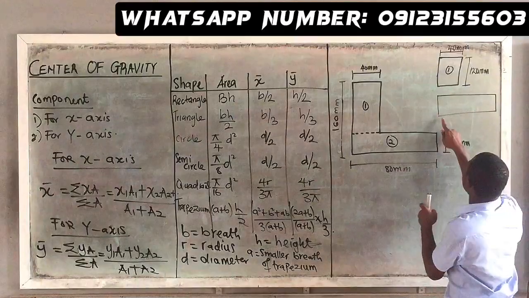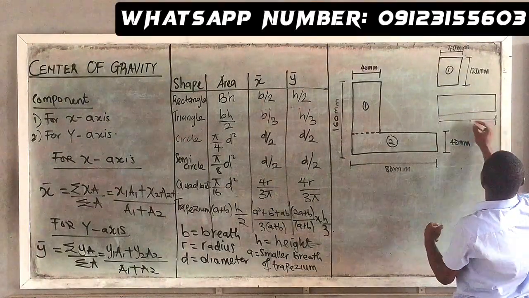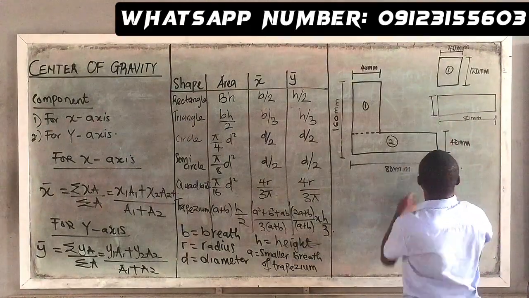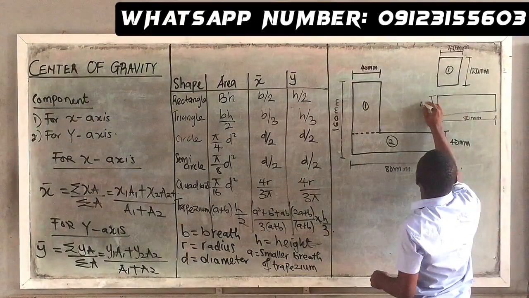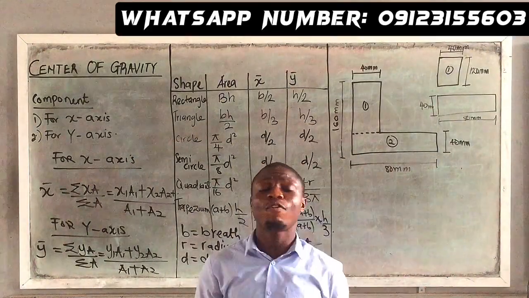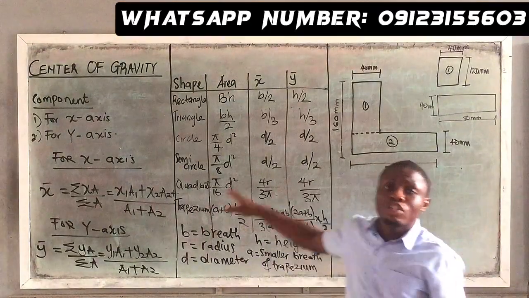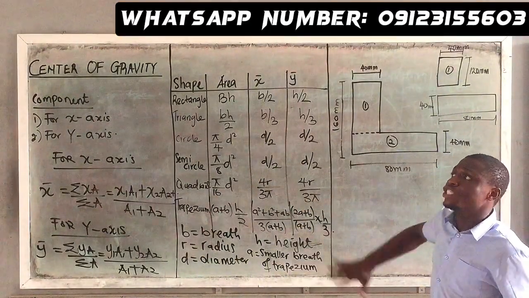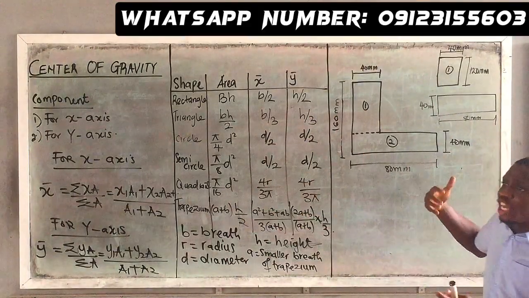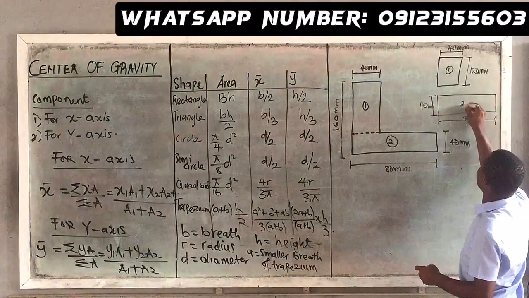Next up, for this one, from here to here is what there? 80 millimeter. My height is what there? 40, right? I have 40 millimeter. So we said, first task for a question under center of gravity: divide your figure into possible divisions. Next task, draw out the sections outside. This for 1, this for 2.